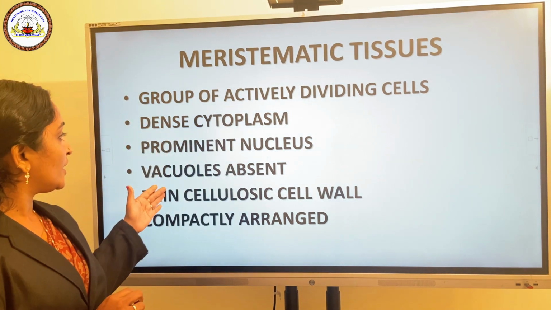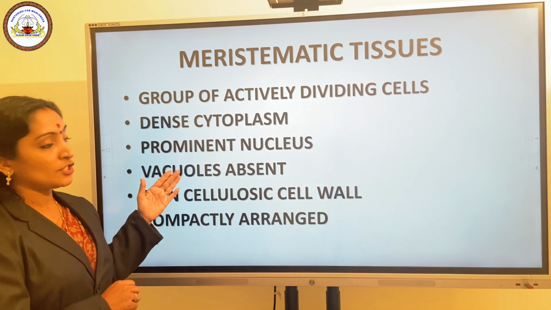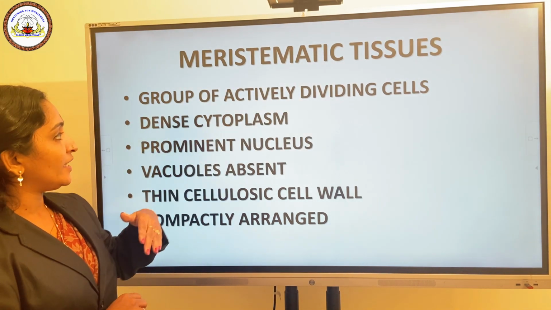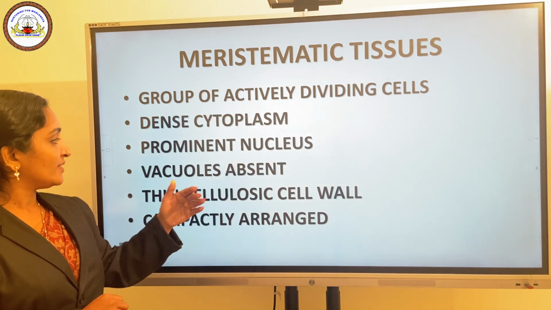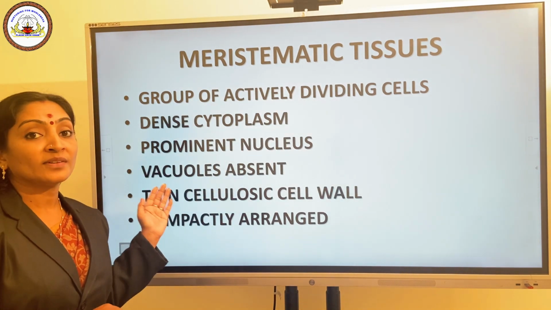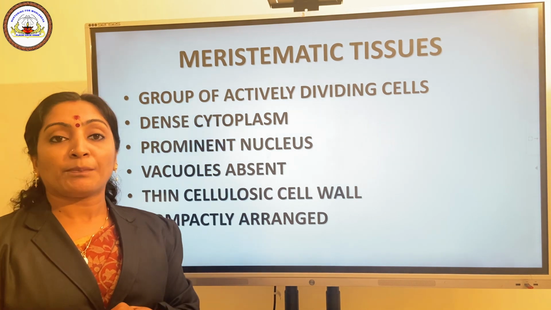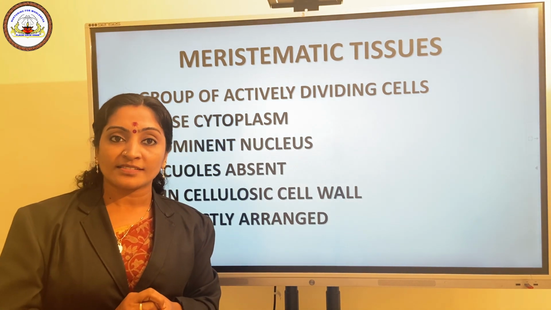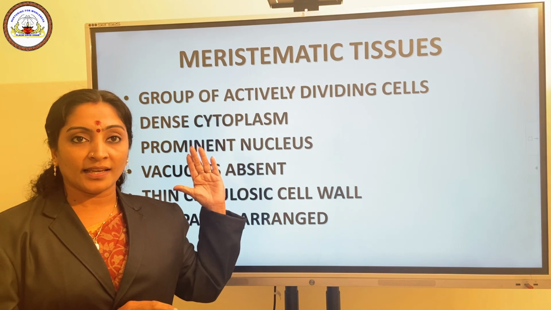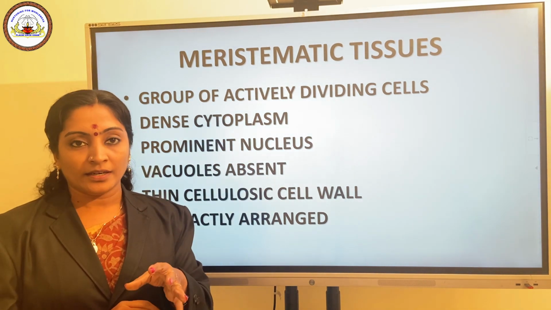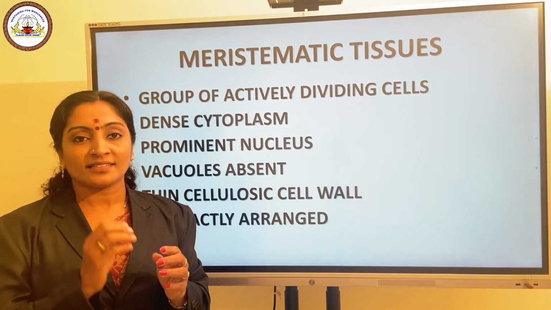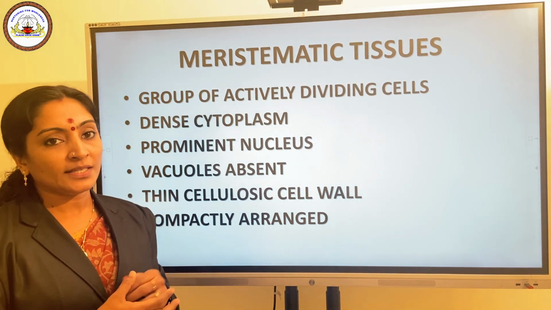So these are the important features of meristematic tissues: a group of actively dividing cells, then dense cytoplasm, prominent nucleus, vacuoles are absent, then a thin cellulosic cell wall. We know that the plant cell wall is made up of a chemical substance called cellulose. In the case of meristematic tissue, the cell wall is there, cellulose is there, but the amount of cellulose is very less in meristematic tissues.